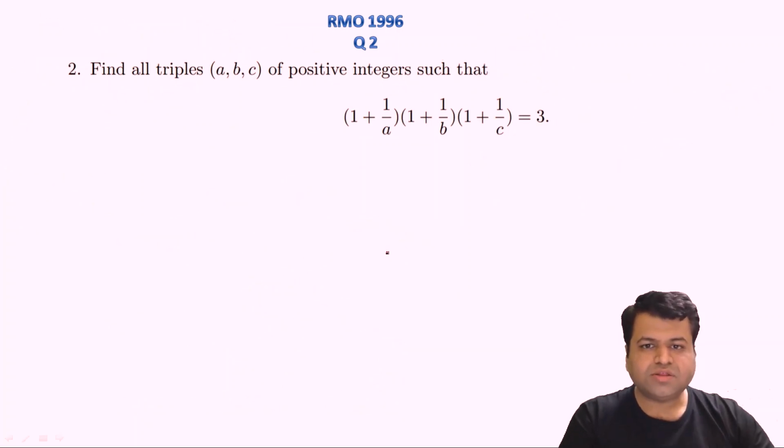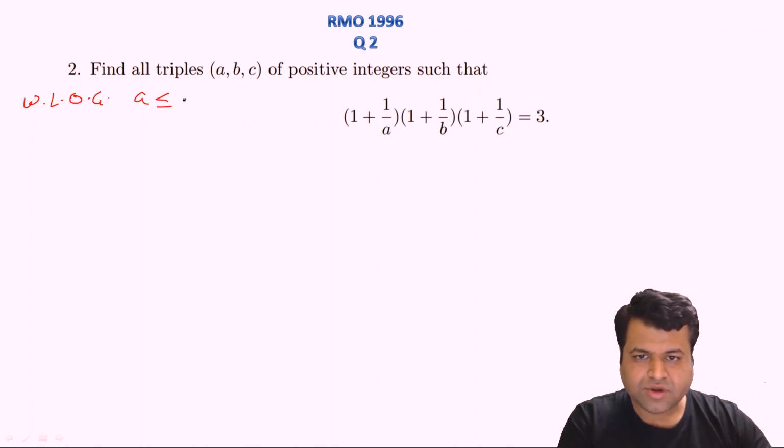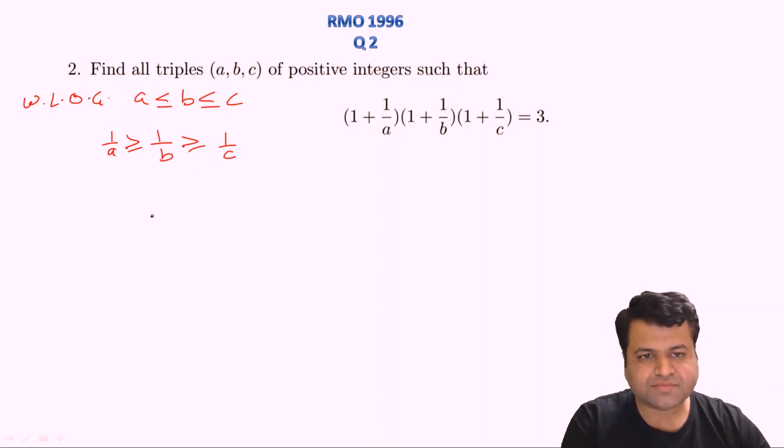Okay, so this question is basically of number theory, and we need to find all the triplets A, B, C of positive integers such that (1 plus 1 upon A) into (1 plus 1 upon B) into (1 plus 1 upon C) will be equal to 3, right? So let's assume without loss of generality that A is less than or equal to B, which is less than or equal to C. So obviously 1 by A will be greater than or equal to 1 by B, which is greater than or equal to 1 by C, right?